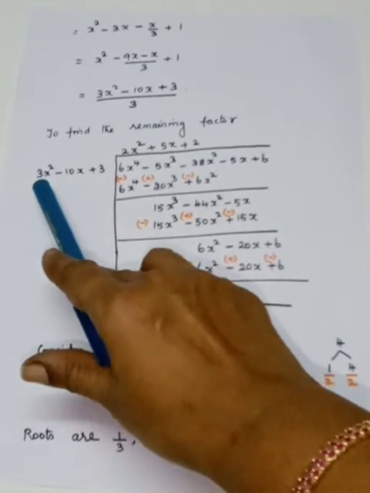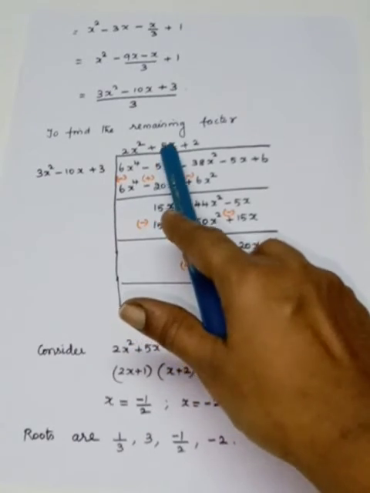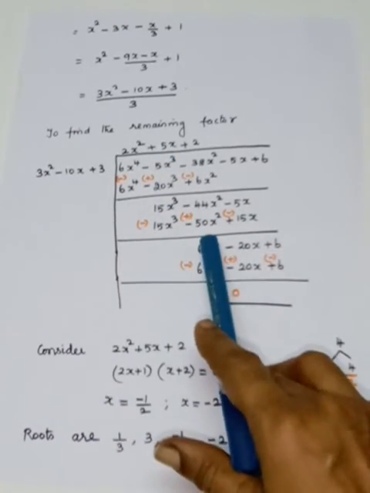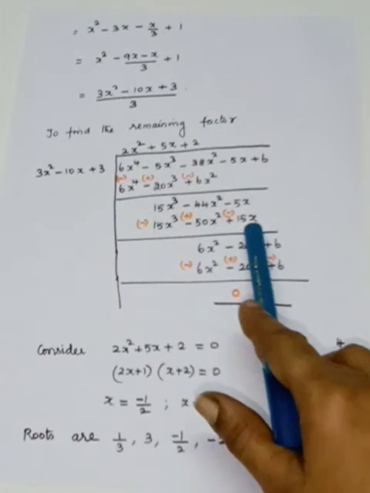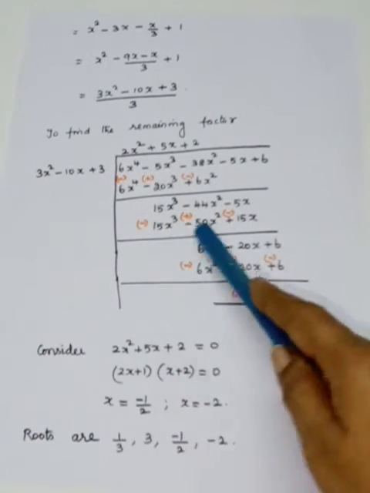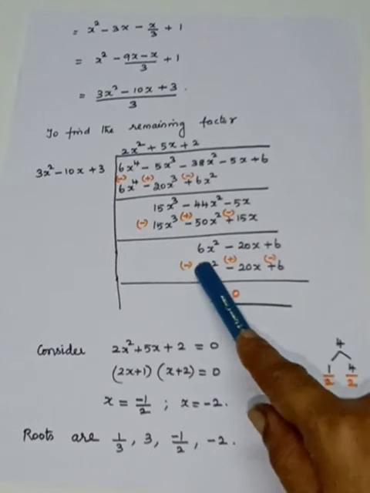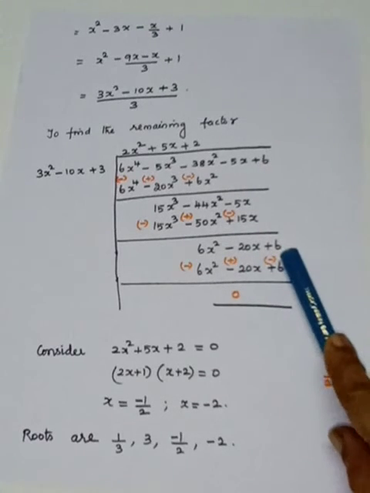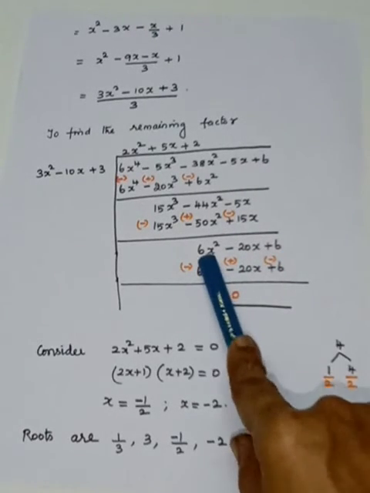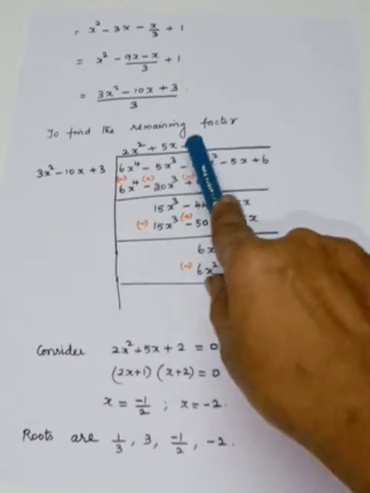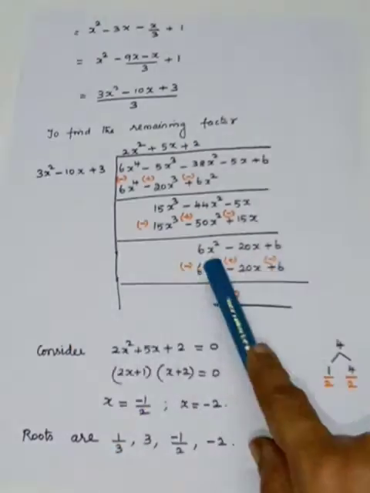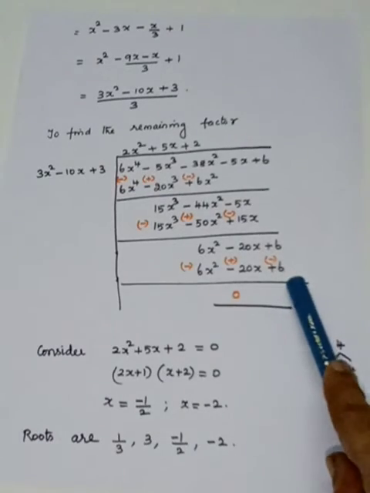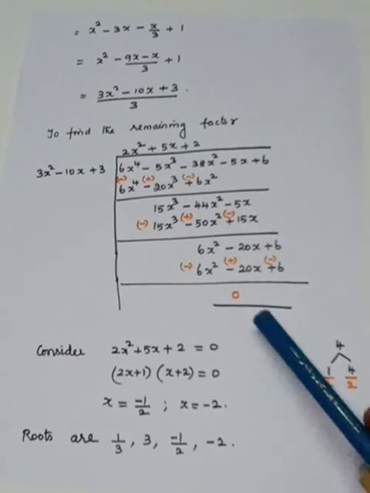Therefore it has to be multiplied with 5x. 5x into 3x squared is 15x cube. 5x into minus 10x is minus 50x squared. 5x into 3 is 15x. Change the sign and these two get cancelled. Minus 44 plus 50 is 6x squared. And minus 5x minus 15x is minus 20x. Drop the 6 also. Here you have 6x squared and 3x squared, so it has to be multiplied with 2. 2 into 3x squared is 6x squared. 2 into minus 10x is minus 20x, plus 2 into 3 is 6. If you change the sign, everything gets cancelled. So the answer is 0.